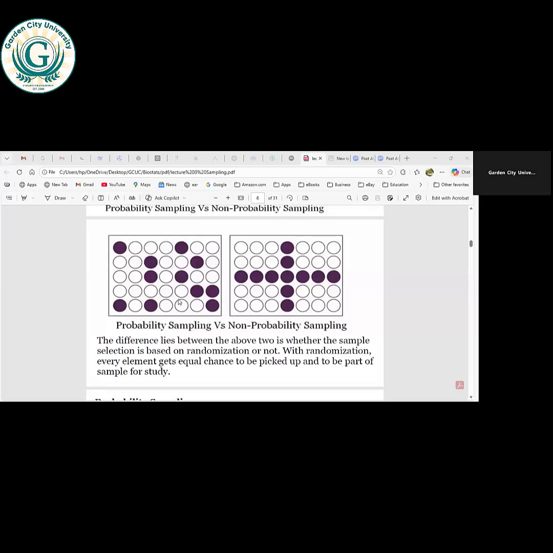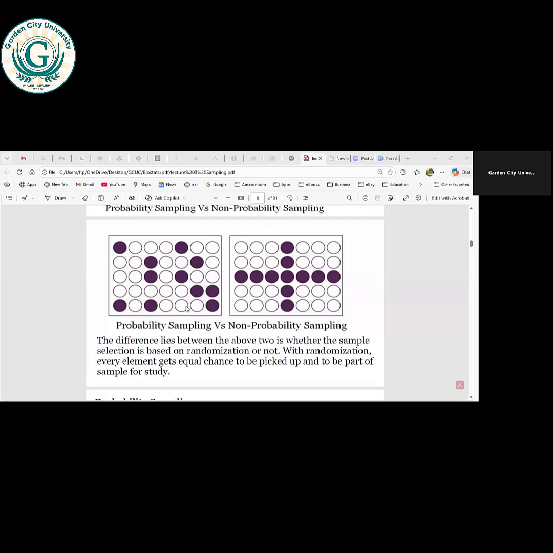Okay, these are the individuals that are being selected. Those individuals, you can see that it reflects the population very well. But if we come to the non-probability sampling technique, you see that it is concentrated only on the vertical and horizontal ones, which makes it biased.